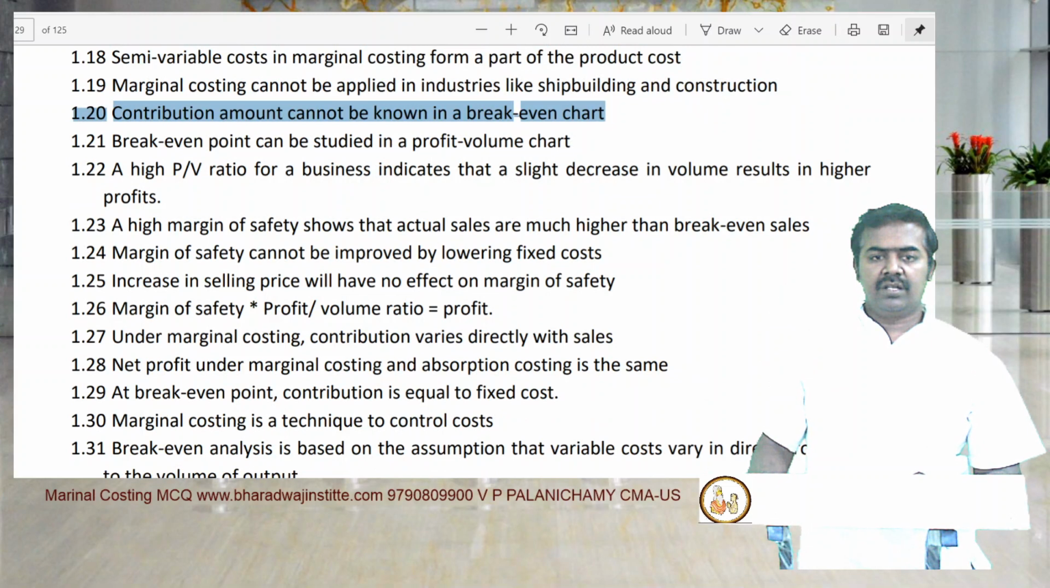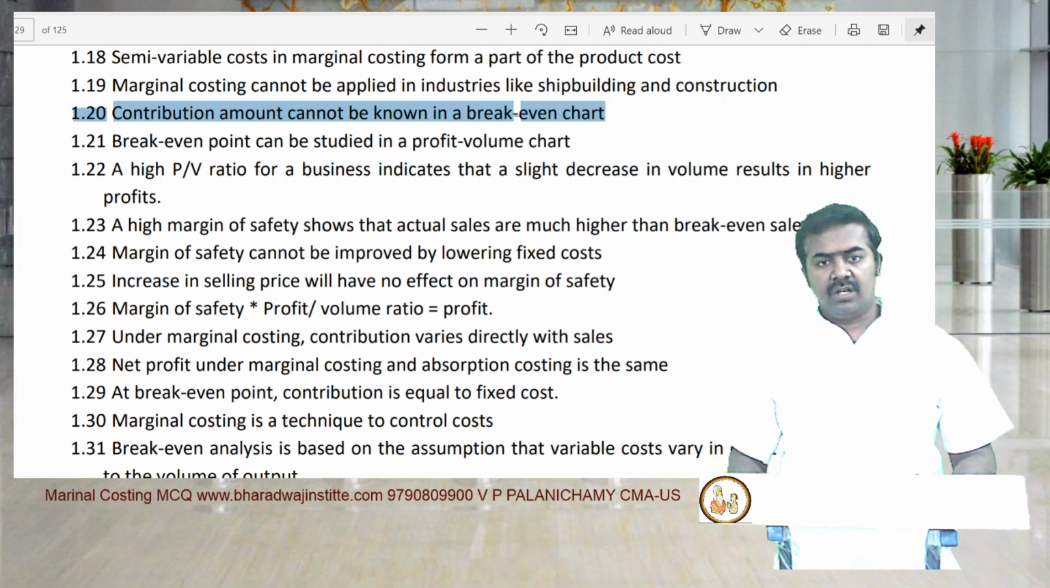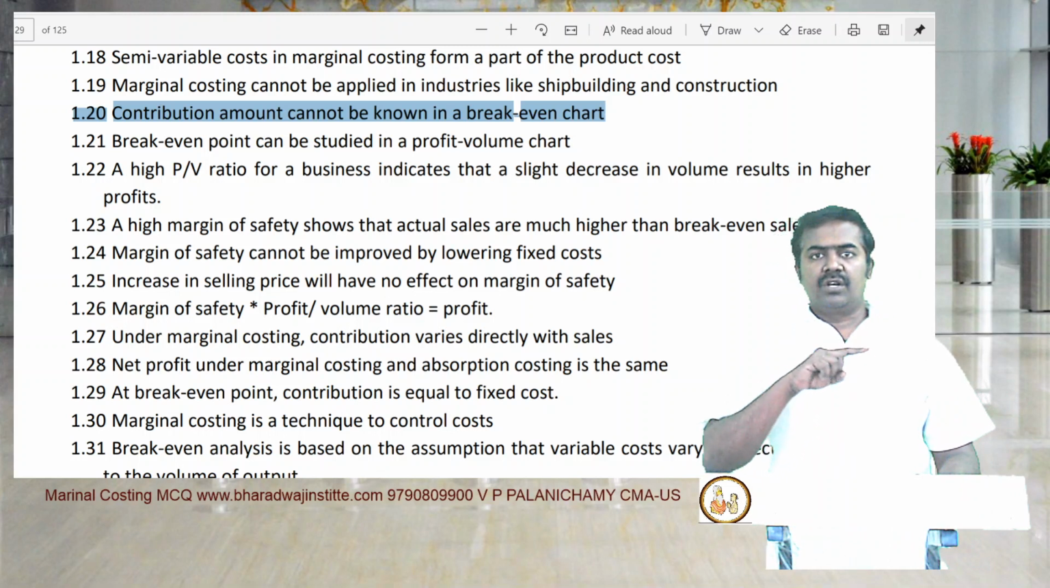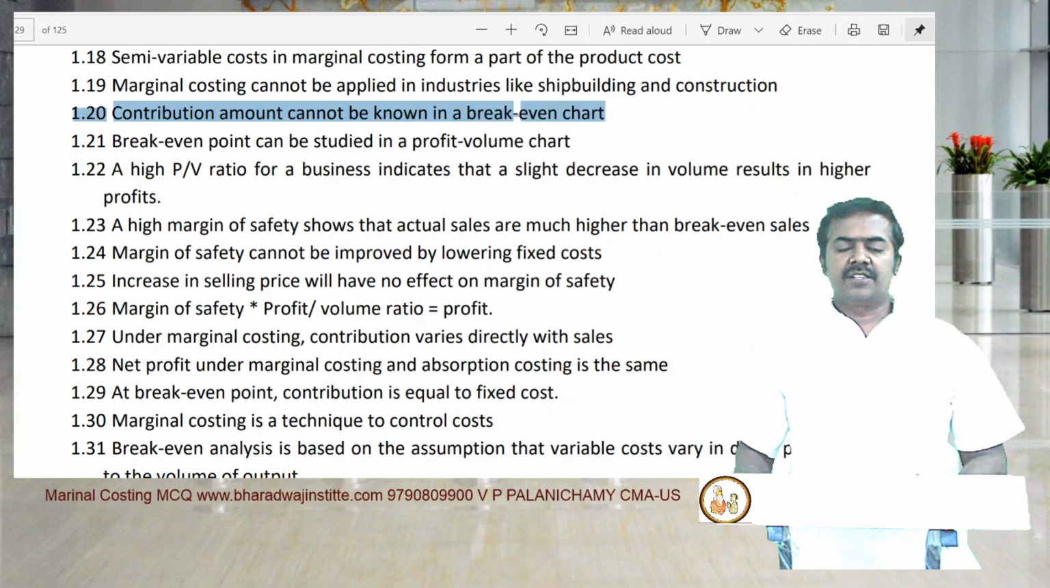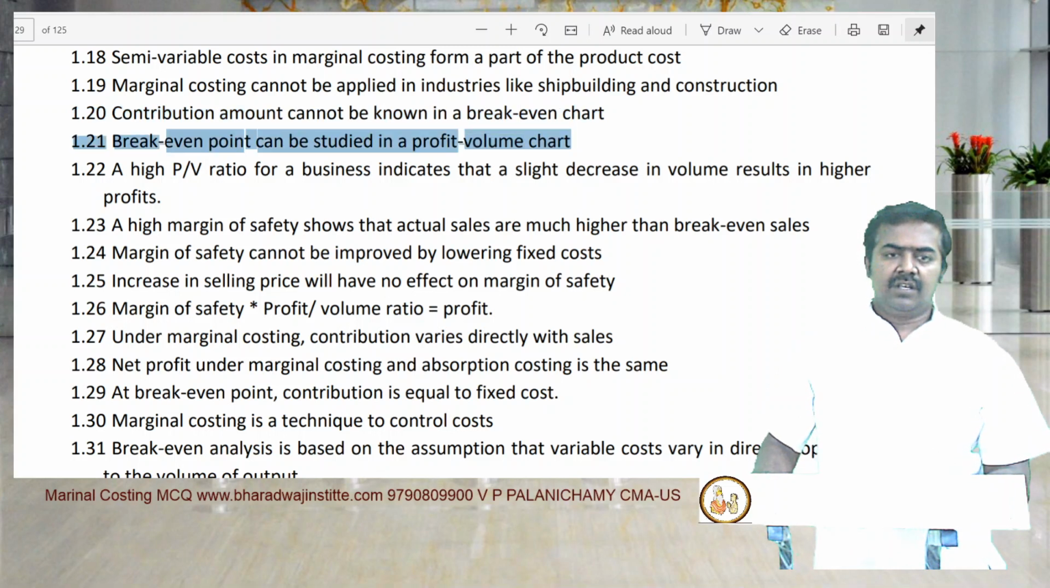Contribution amount cannot be shown in or known in break-even point. Contribution, yes, we can show. When you draw a sales line, when you draw a variable cost line, the difference is contribution. Okay, sales line and variable cost line, when you draw, you can find out what? Contribution margin.